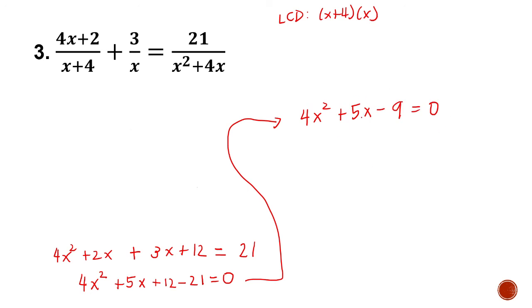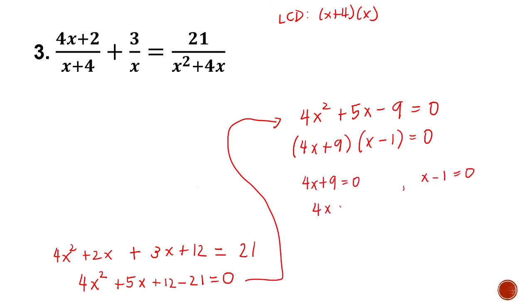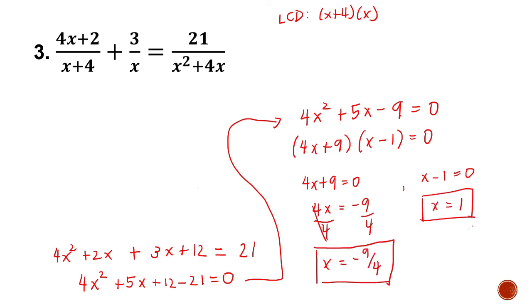And how are we going to solve for x in a quadratic equation? We can do this by factoring. So paano bang mag-factor? We can do trial and error. So if I'm going to factor this, so ito po yung factor ng quadratic. And so we equate both factors to 0. And we solve for x. So may dalawang solution sa rational equation na ito.